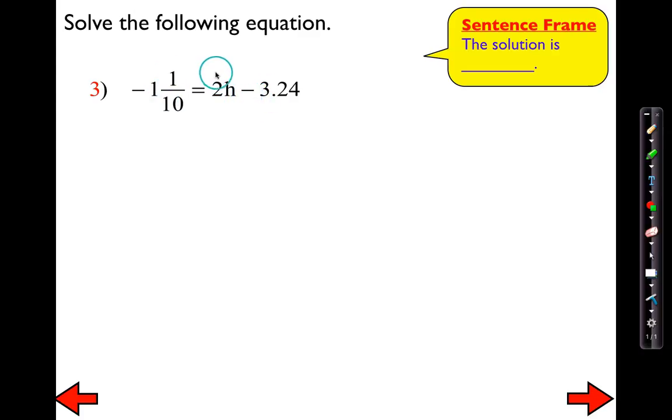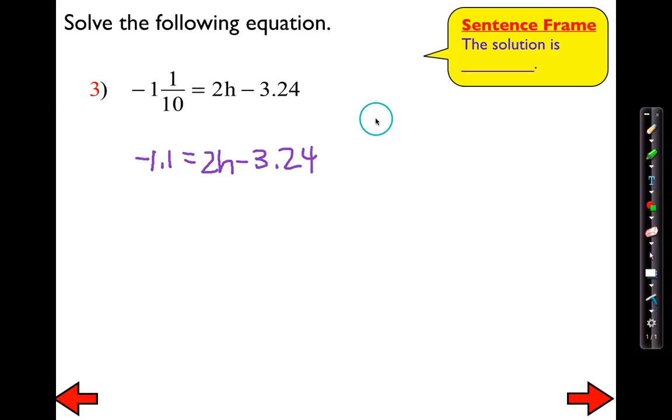Here, you're going to notice this is a 2, this is 3.24. Both of those could be expressed as a decimal. And then we have this, -1 and 1/10. This can easily be converted into a decimal. It's just basically -1.1. So this is a great example of keeping it as a decimal is totally fine.